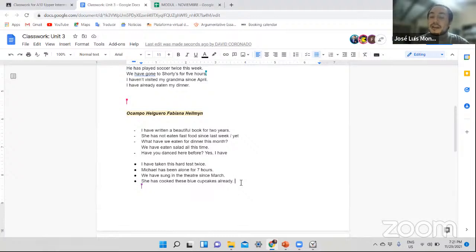But if you use it at the end, you're answering someone something specific. You say something like, she has cooked these blue cupcakes already. So someone is going to ask, hey, what about the cupcakes? Are they done? Are they ready? And you can answer, yes, she has cooked these blue cupcakes already. It means that it already happened even before you were expecting. So again, that's the difference.